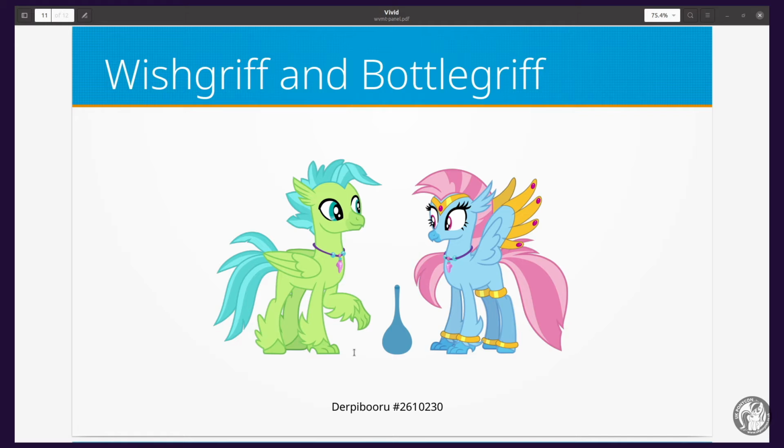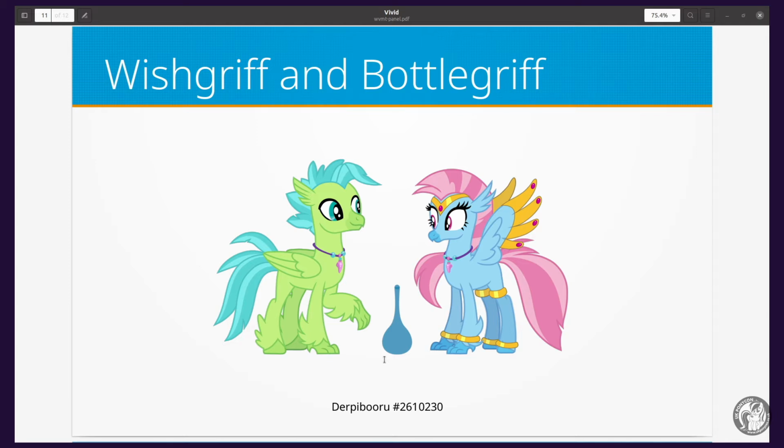I basically made them recolored Silverstream and Terramar respectively. Wishgriff was made into a genie during a visit to Saudi Arabia. This is her design. You can see her headband, her wings, her leggings, and her bracelet. They're based on Ask Genie Twilight's design, the design of Genie Twilight.